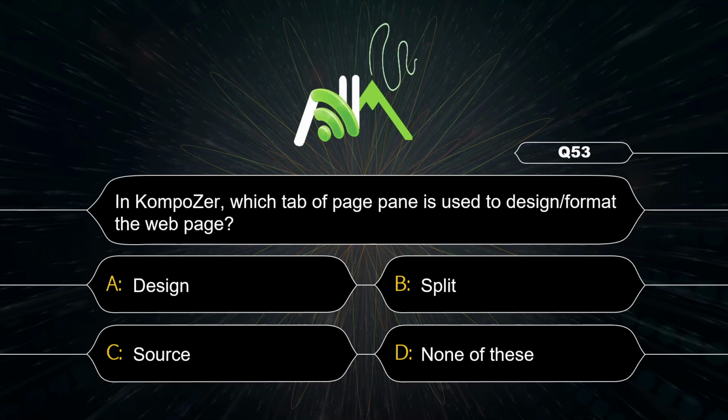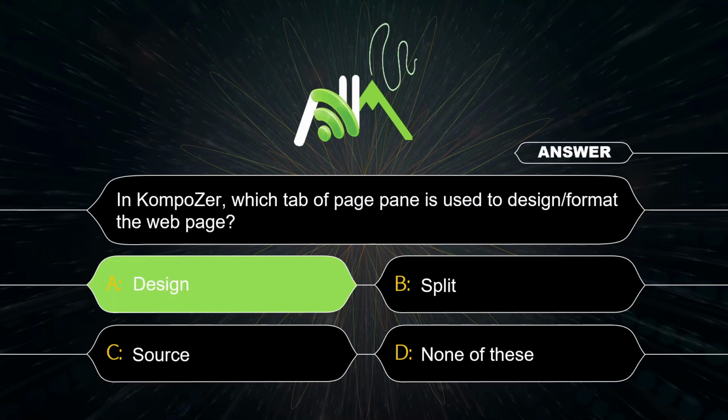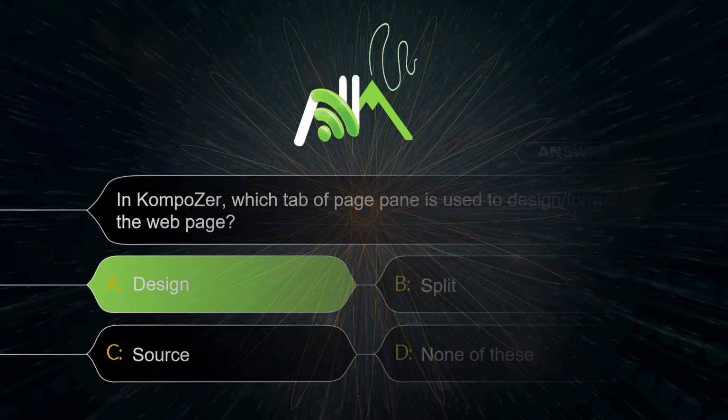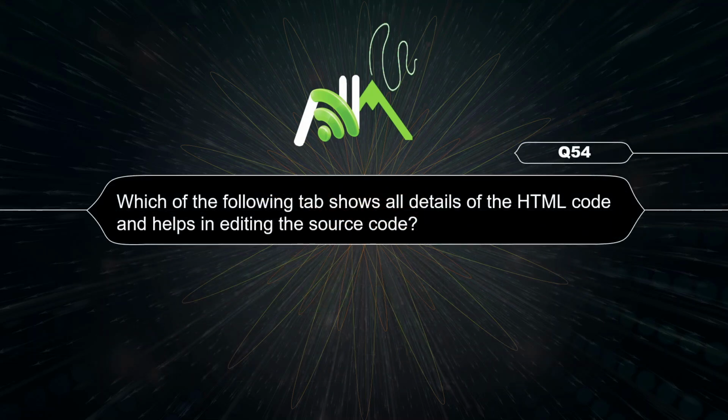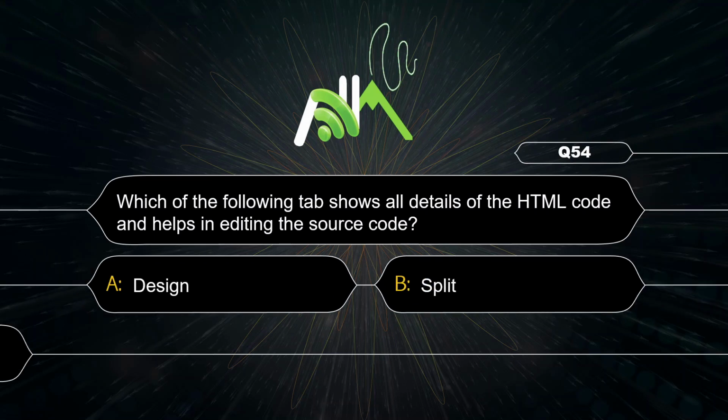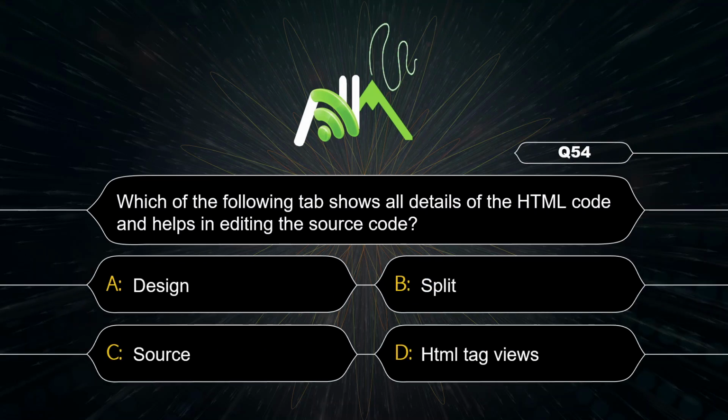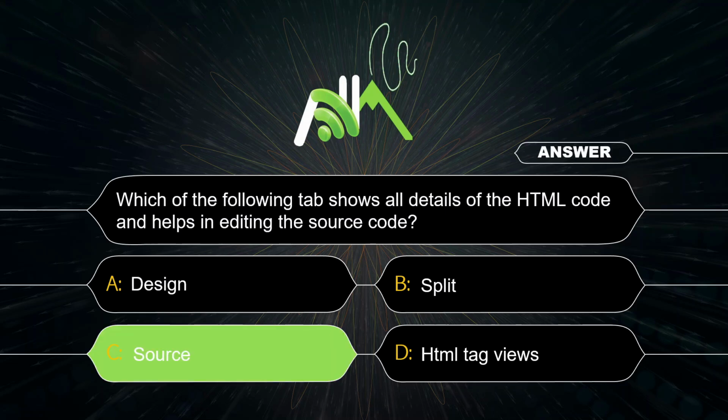This option is used to design the web page. Sometimes it may be design or format. The correct answer is design. This is an important question. This shows all the details of the HTML code and it will help you to edit the code also. So the correct answer is option C. And if you solve the board questions, you will come across this question.